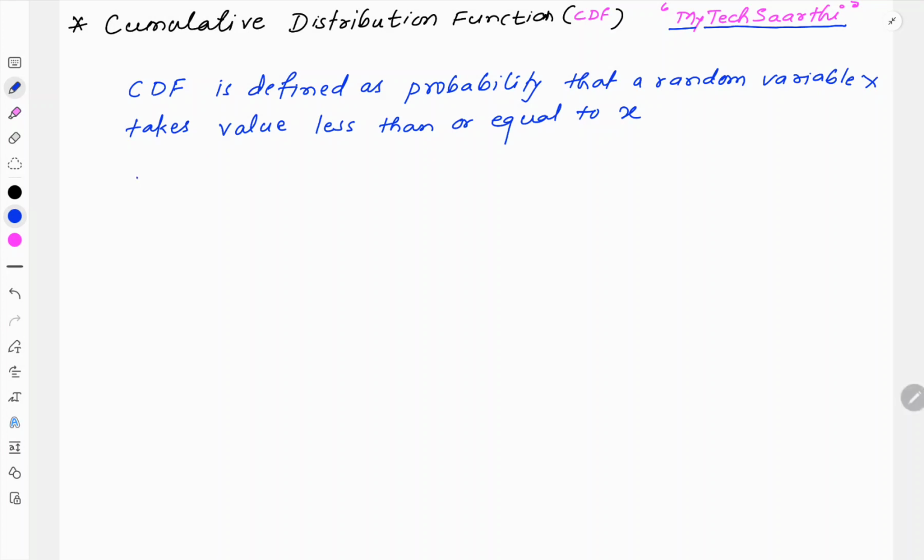So it is denoted as capital F suffix capital X of small x, and it is given as F_X(x) is equal to the probability that random variable capital X has value less than or equal to small x. So this is the definition of cumulative density or distribution function. Next, we are going to see the properties of this CDF.